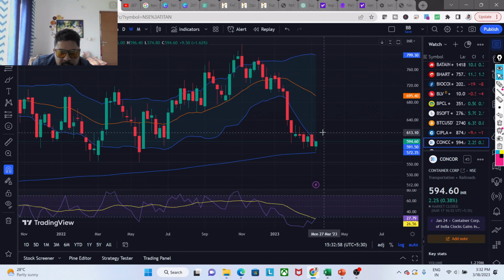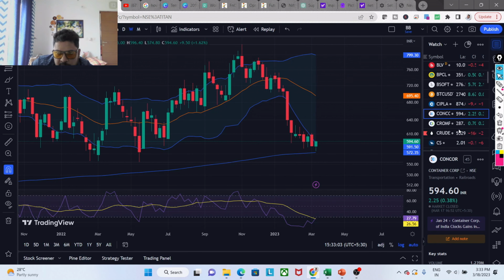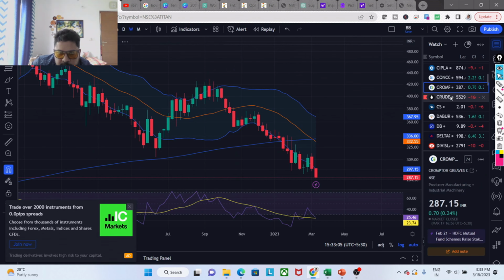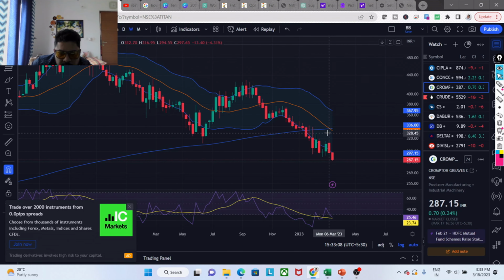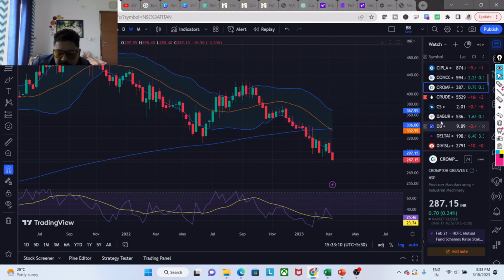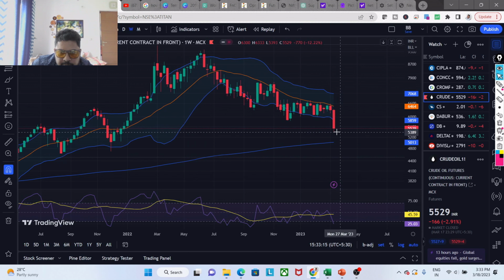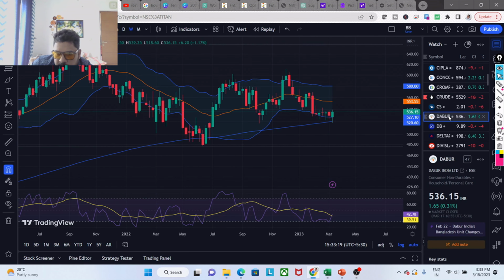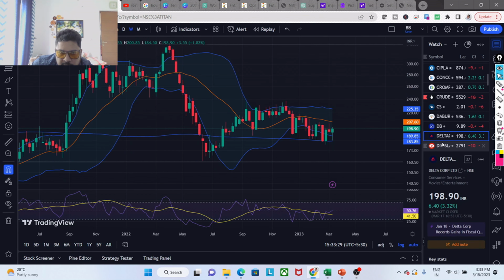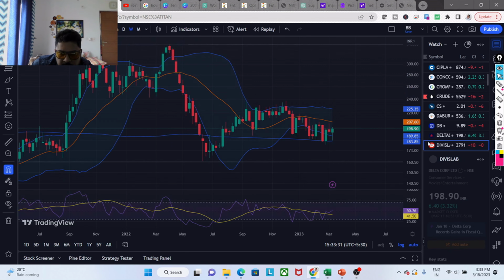So any big candle clearing this height, 613, will be an entry candle. This is a short trade. There is no entry here. Crude oil is again giving an entry at 200 only if it bounces from there. Let's look at Dabur. Dabur is in a consolidation. You see up, down, up, down. Delta Corp also near 200.